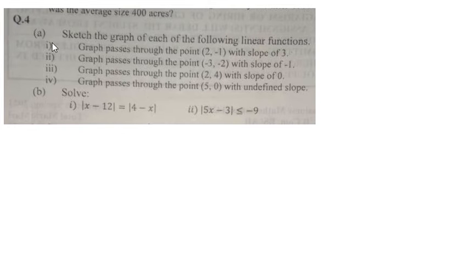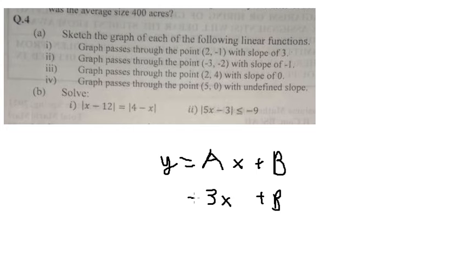Question number 1. Graph. The graph passes through the point (2, -1) with the slope of 3. So the formula of this one, the slope is 3, we put 3 in here. We have x is 2, we put 2 in here, and y is negative 1, we put negative 1 in here.